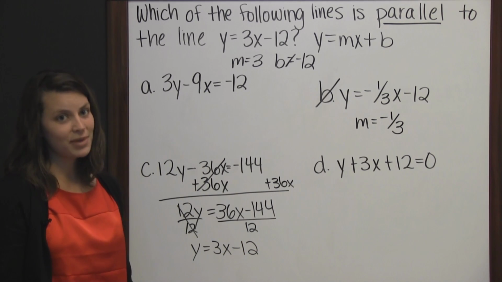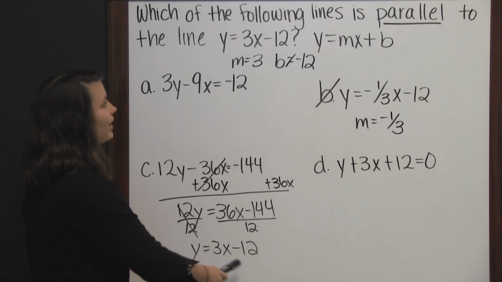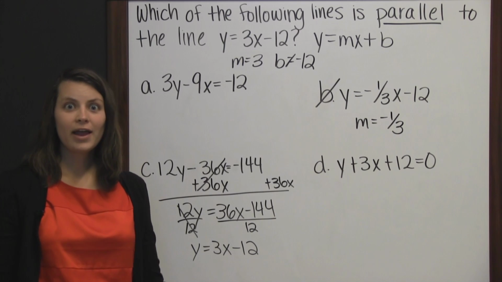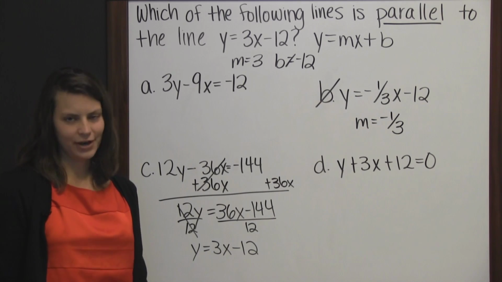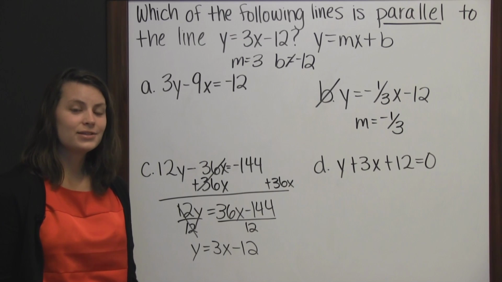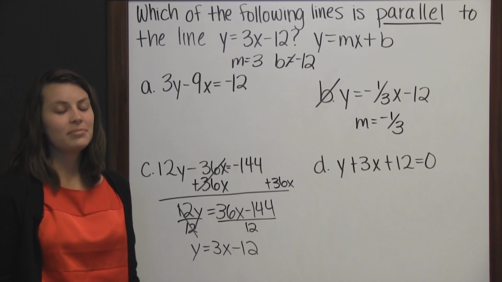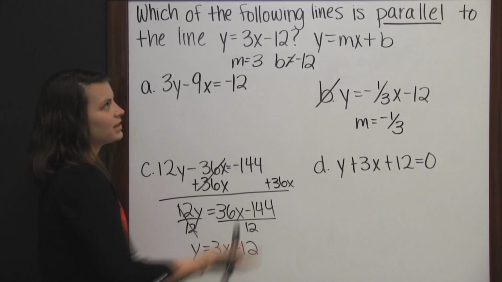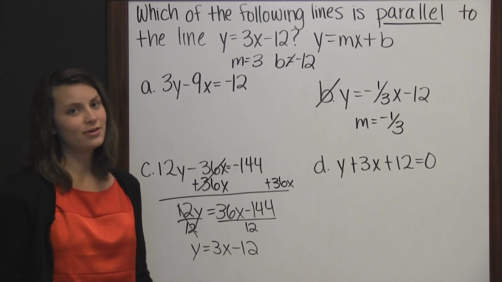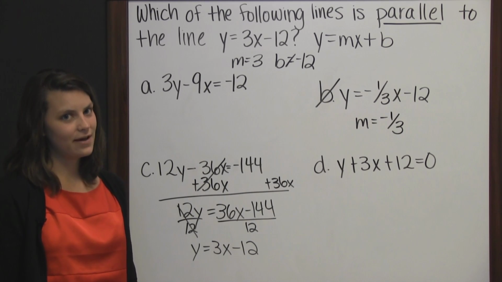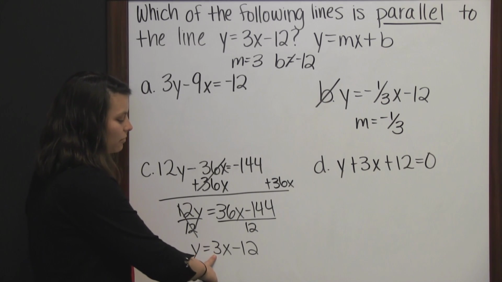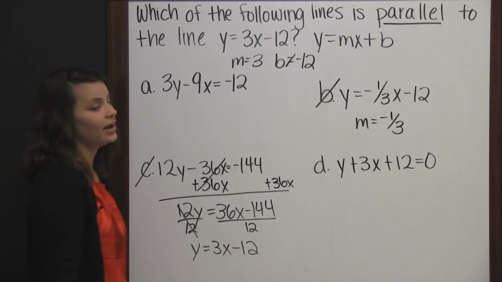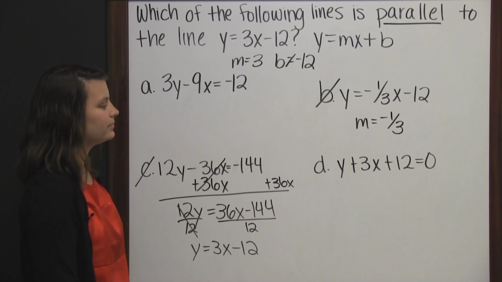Now this looks familiar. It's in fact the exact same equation as our original line. Great, then it's parallel, right? No, they're the same line, so they can't be parallel to each other because parallel lines never intersect. But these lines are going to intersect each other an infinite number of times because they're the same line. They have the same slope and the same y-intercept. So this is also not our line that's parallel to our original line.